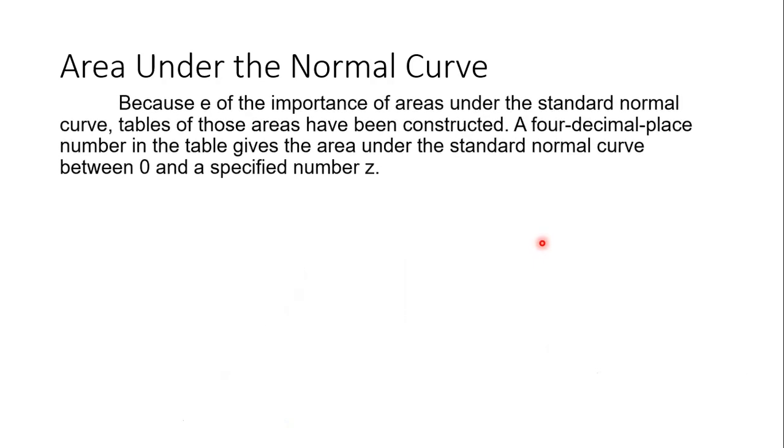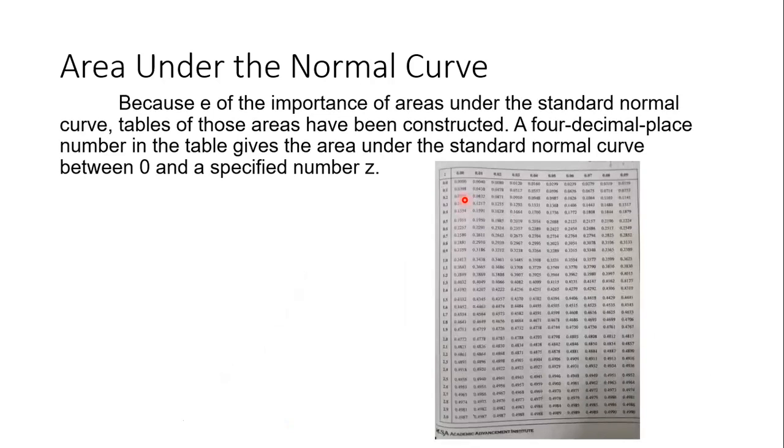Now, because of the importance of areas under the standard normal curve, tables of those areas are being constructed. So ito po yung table natin. This is actually a table coming from MSA Academic Advancement Institution. Isa po siyang libro na reviewer for statistics and probability. Okay, so ito po yung ginagamit ko. You can also look for a copy of the table. Marami po sa internet. Okay po. So we are more concerned with identifying the area. So a 4 decimal place number in the table gives the area under the standard normal curve between 0 and a specified number Z or Z-score.